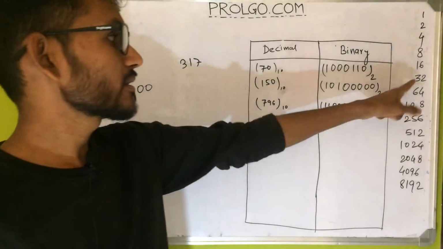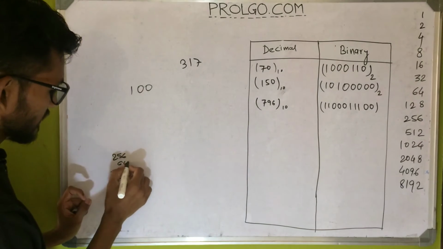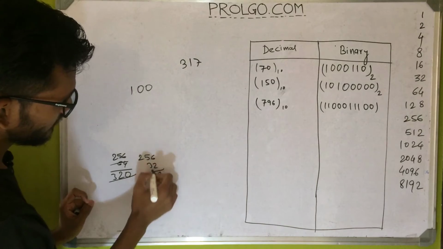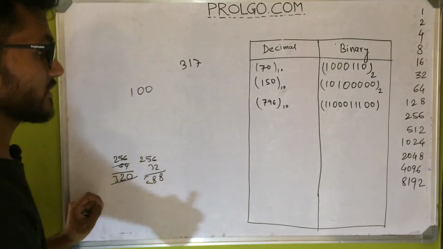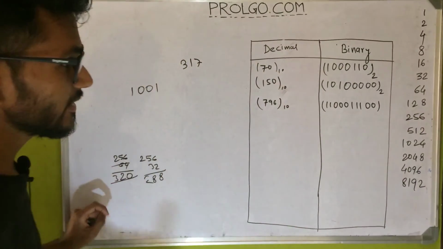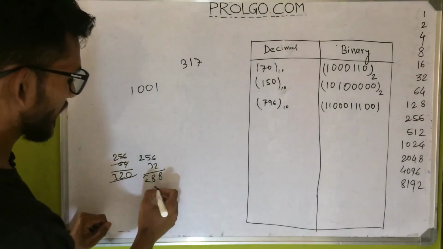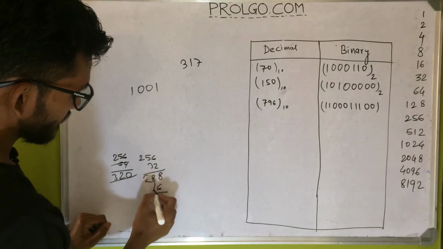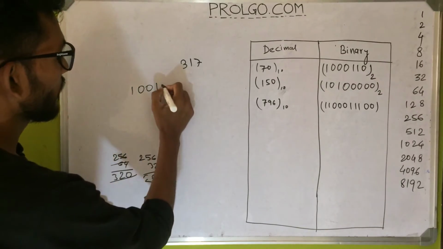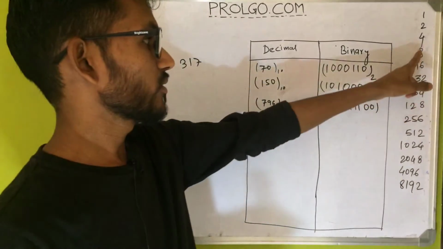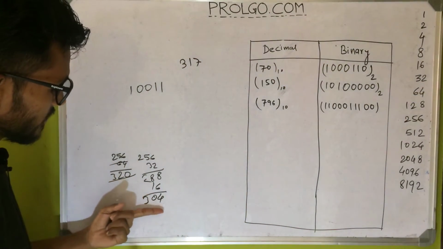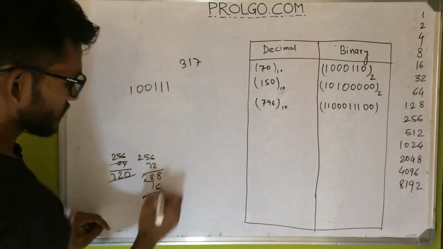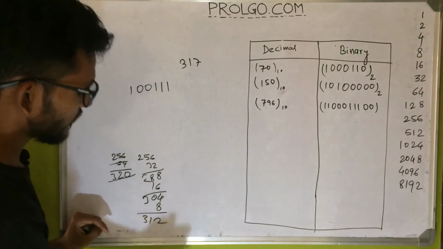Okay, now what about 32? Just add 256 plus 32, it would be 288. Yes, we will add. So we have added that. Then what about 16? So add 16, it becomes 304. We will add that. Now 8. Do we have to add that? Because the required result is 317, yes, we have to add that. So now it becomes 312.